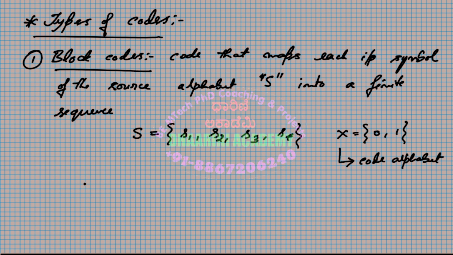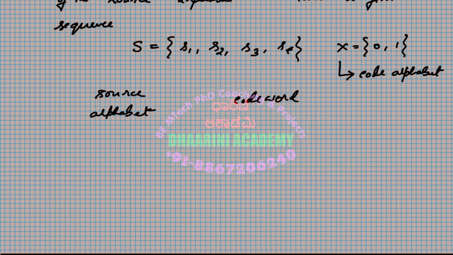For example, this is just an example. I'm writing the source alphabet and the code word. Wherever I have S1, maybe I'll code it as 0, 0. Sorry, S1 is 0, 0, S2 is 0, 1, S3 is 1, 0, and S4 is 1, 1.